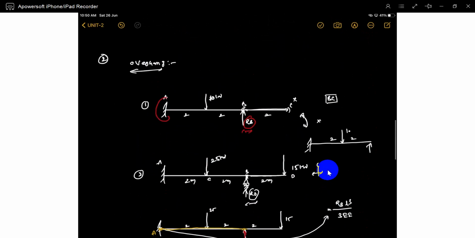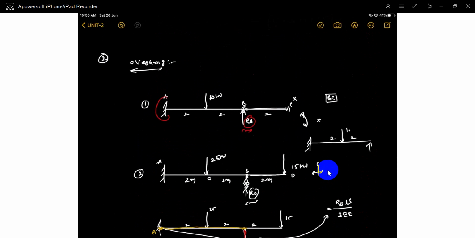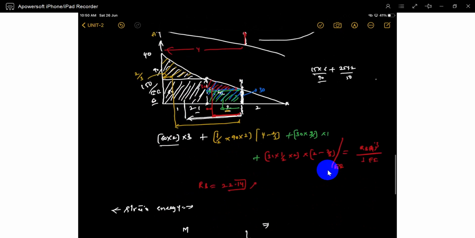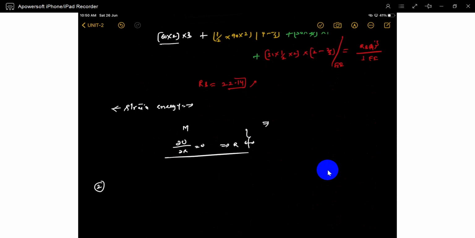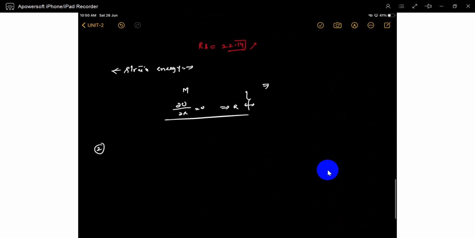So it's not a complete problem. See, it is the first problem. I just calculated this RB. The remaining things are okay because you can now solve them. You can draw shear force, bending moment, anything. That's why I left it. So no need to do it again and again. There's no purpose at all. So I will choose another problem, another overhanging beam.